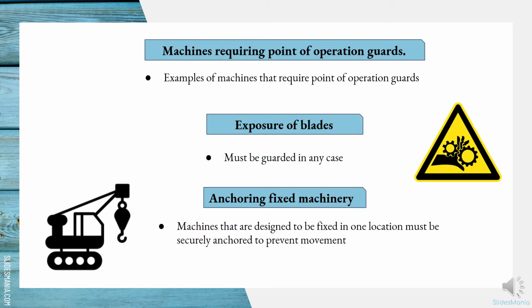Machines requiring point of operation guards is also one of the requirements of OSHA, and examples of machines that require point of operation guards are forming rolls, milling machines, and portable power tools. The next is exposure of blades. There are many types of blades, and most of the machines have sharp blades. Plus, the exposed blades must be guarded in any case and in any way to prevent an emergency situation.